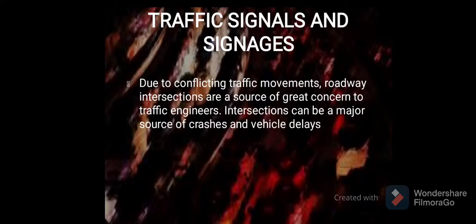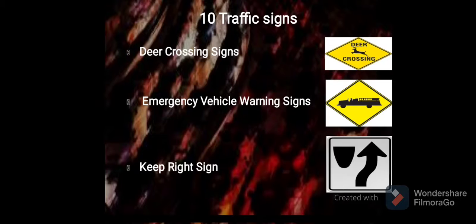Next is traffic signals and signage. Due to the conflicting traffic movements, roadway intersections are a source of great concern to traffic engineers. Intersections can be a major source of crashes and vehicle delays. So here are some of the traffic signs. First is the deer crossing sign. The deer crossing sign alerts drivers to areas where the population of deer is active and may enter the roadway.